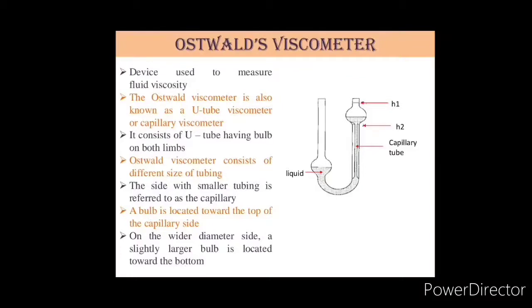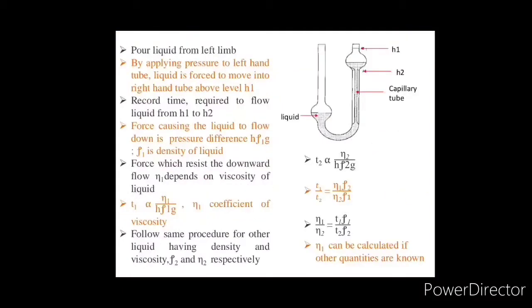Now, what we have to do? We just have to pour the liquid on the left side, and by applying pressure we have to take that liquid towards the right side above level H1. Then we have to record the time required for the liquid to flow from H1 to H2.